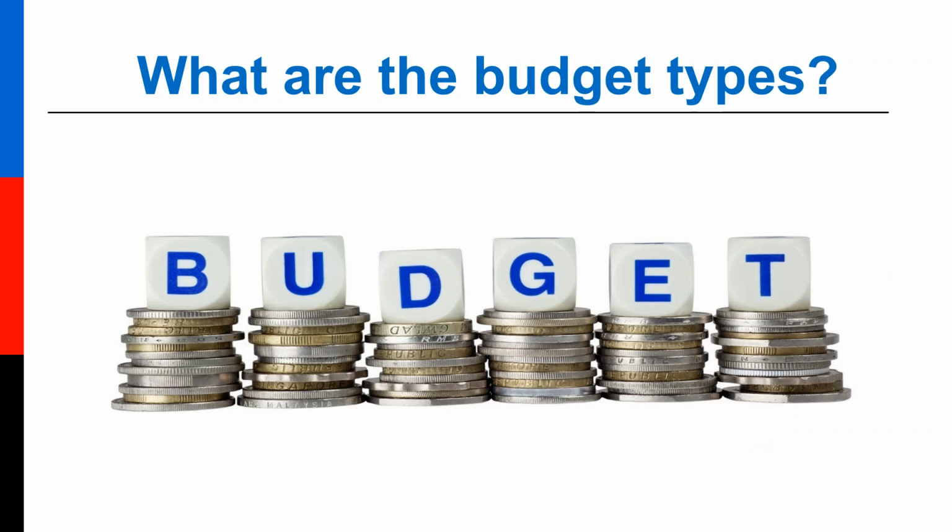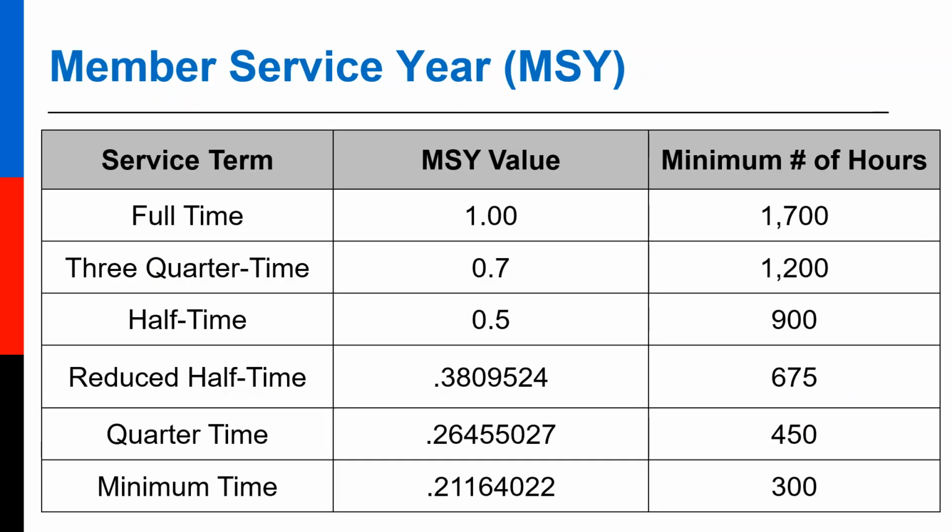So now let's look at the various AmeriCorps budget types. But before we jump into those, I just want to make sure everyone is on the same page with terminology. So in prior webinars, we discussed the term member service year, often referred to as MSY, which is a basic equation where one MSY is equal to one full-time equivalent member. So each member's service term has been assigned a title, minimum hour requirement, and an MSY value by the Corporation for National and Community Service, and they're as follows.